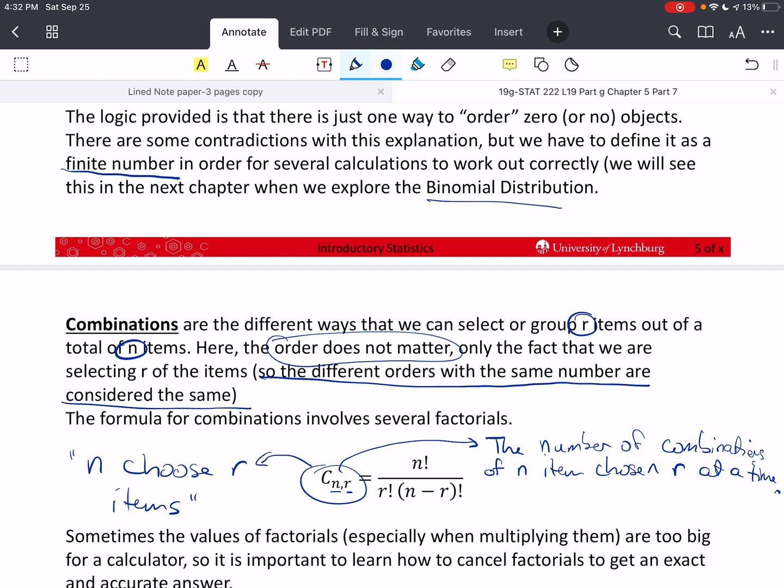It's the combinations of N choose R items, or how many different ways can we choose R items out of N total items, okay?